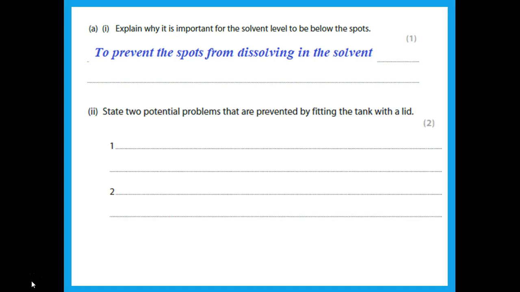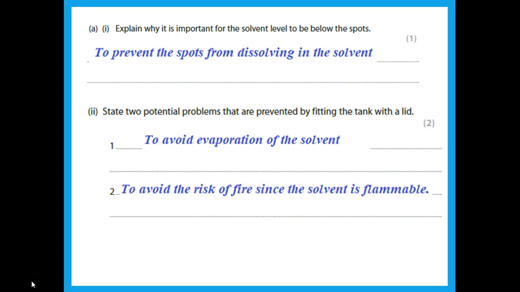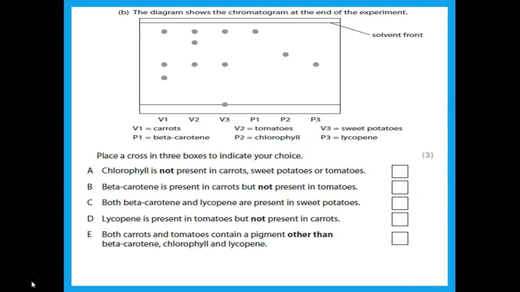State 2 potential problems that are prevented by fitting the tank with a lid. So to avoid evaporation of the solvent, remember that we said the solvent is volatile and I don't want it to evaporate, that's why I'm covering it with a lid. And to avoid the risk of fire, since the solvent is flammable, so you don't want it to evaporate and catch fire somewhere.